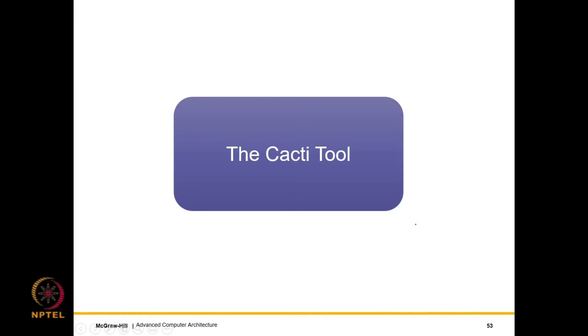In this lecture, we will discuss the Cacti tool, which is used to model caches, and we will also discuss the Elmore delay model that is used by the Cacti tool to model timing and power.